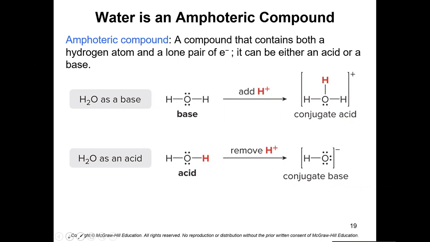And it can do this because water has a hydrogen it can donate. That's what makes it an acid. But it also has lone pairs that it can use to accept a proton. So if we look at water up here as a base, it's a base because we're adding H plus to it. It's accepting an H plus. So when water acts as a base, its conjugate acid is going to be H3O plus. When water is behaving as an acid, meaning it's donating an H plus, its conjugate base is OH minus. And this is how we talk about these species.